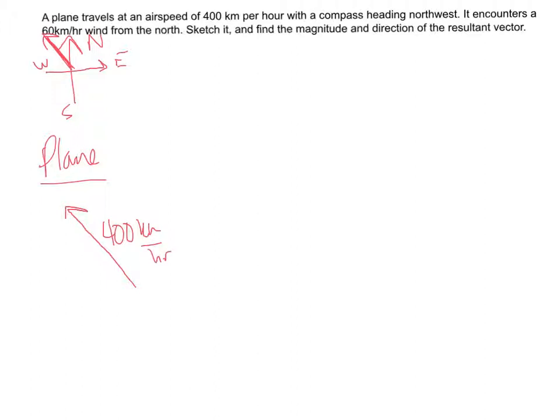Okay, and that means that this angle here is going to be a 45-degree angle, because northwest is halfway between north and west. It then encounters a 60 kilometer per hour wind from the north, so that means the wind would be heading south. Add a 60 kilometer per hour wind, and what we want to figure out is what is the resultant vector, and I'm going to try to color code things here a little bit. So we'll have the wind be blue.